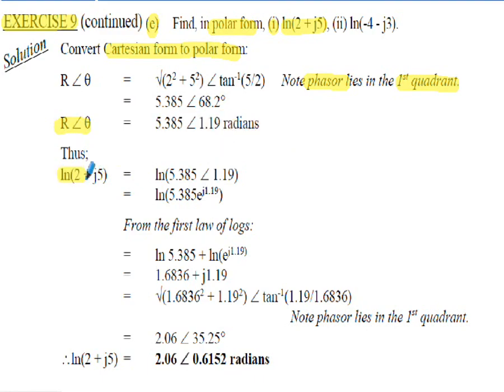Then we're asked to find the ln of the 2 plus j5, so that's the ln of the polar form complex number here. We can write that in terms of the exponential form and then apply the first law of logs and start to simplify the solution. Notice the phasor lies in the first quadrant because both positive values here for the imaginary and real part. Final solution for ln 2 plus j5 is given here in terms of polar form and angle radians.